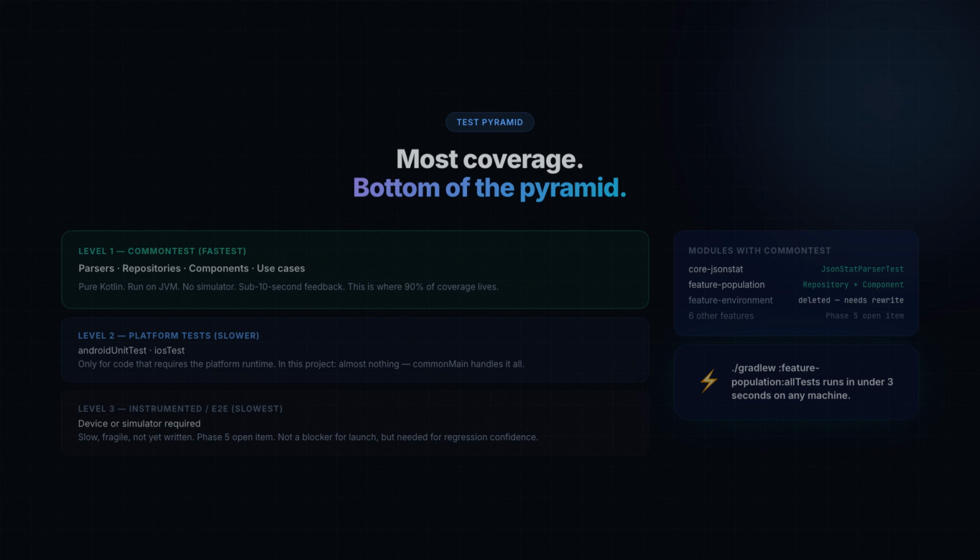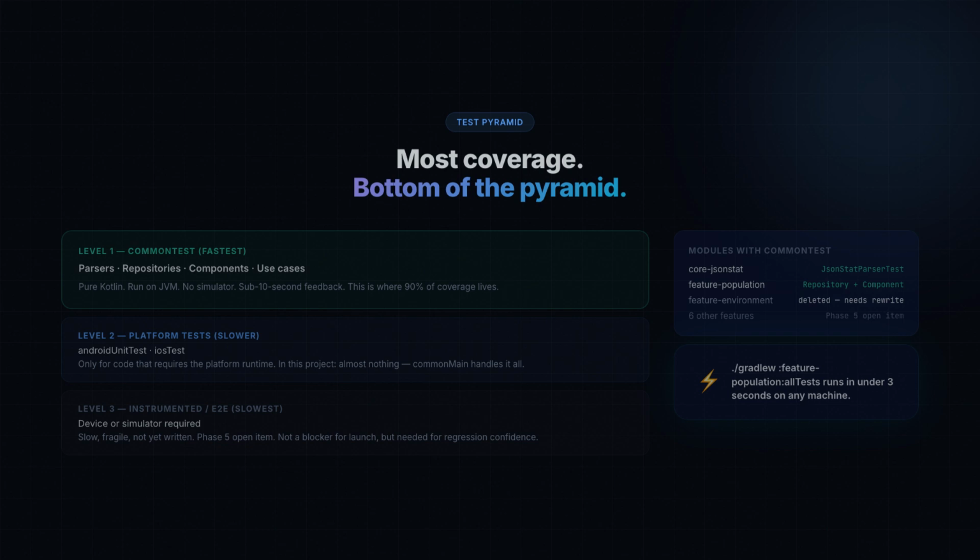The middle level is platform tests. Android unit test for code that uses Android-specific APIs, and iOS test for code that requires the Darwin runtime. In the Eurostat project, there is very little at this level because almost everything lives in common main. The top level is instrumented or end-to-end tests, running the actual app on a device or simulator and asserting UI behavior. These are slow and fragile, and we have not written any yet. That is an open item in Phase 5. Most coverage value in a KMP project comes from the bottom level.